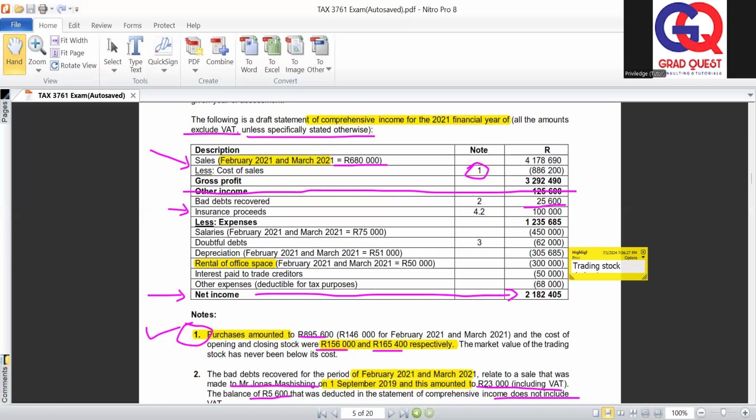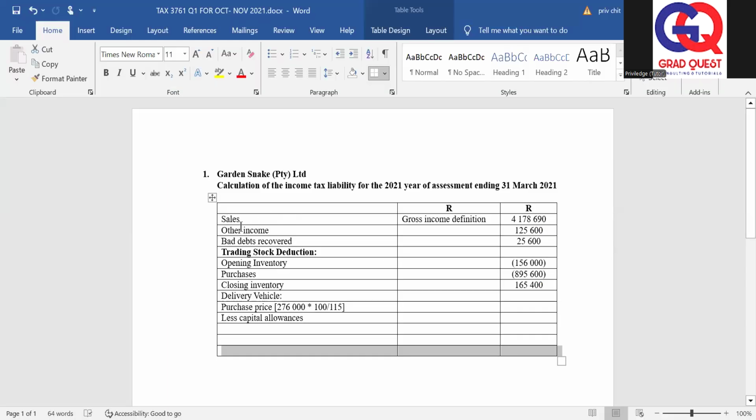So to take you to that Word document, this is where we were. It already addressed some of the aspects such as sales and other incomes, which also get included in the gross income of the taxpayer in this context, because they did not specify what was in the other income, so we would consider that it's part of gross income. And then, of course, bad debts recovered to the value of 25,600 were also included.